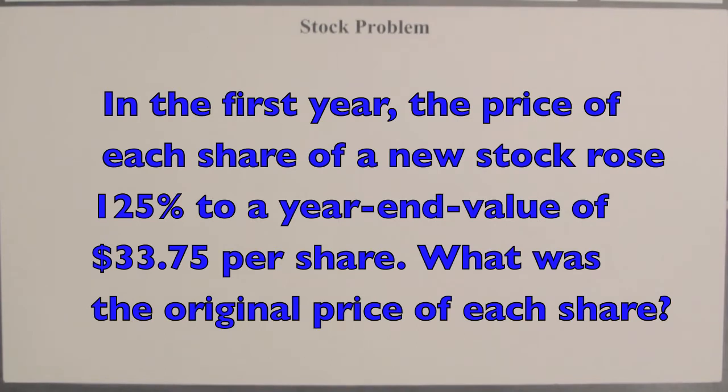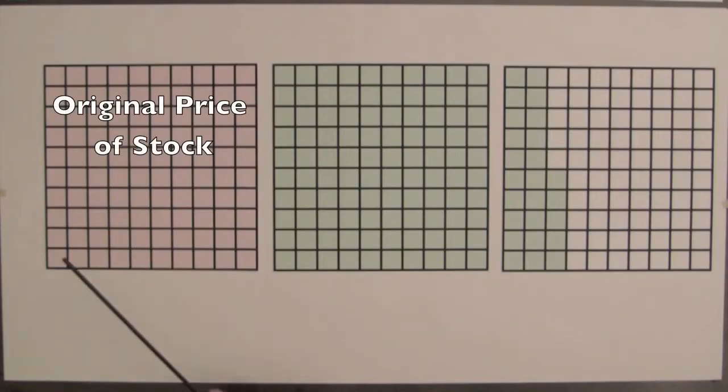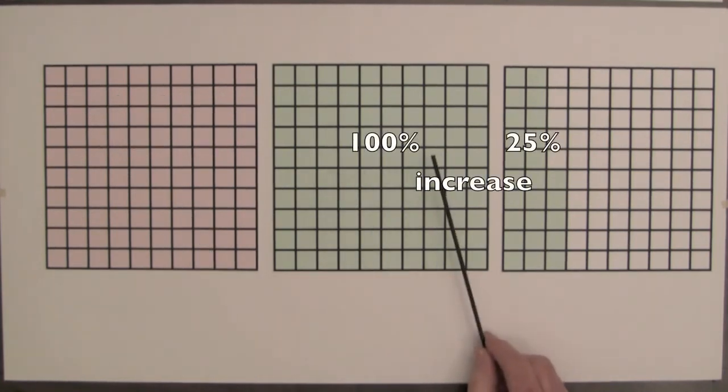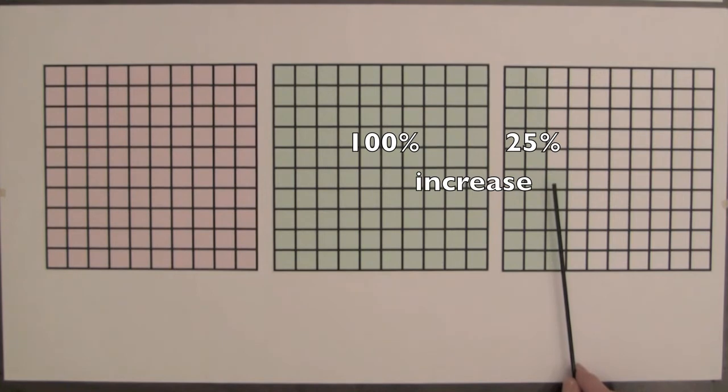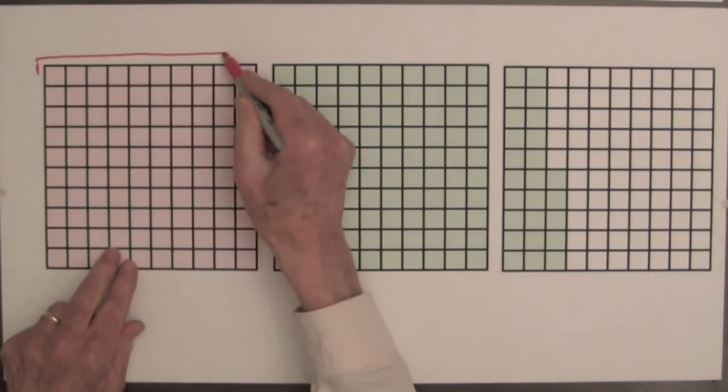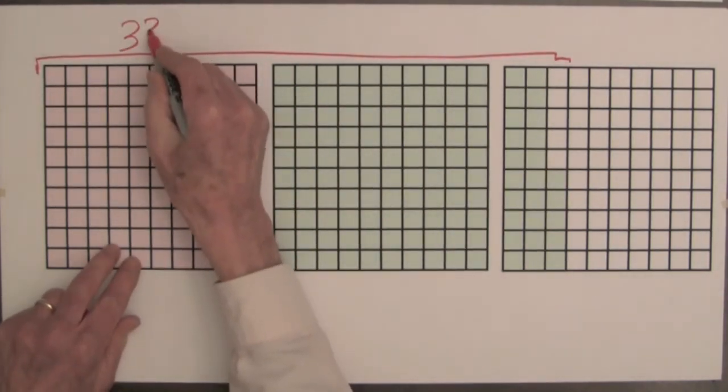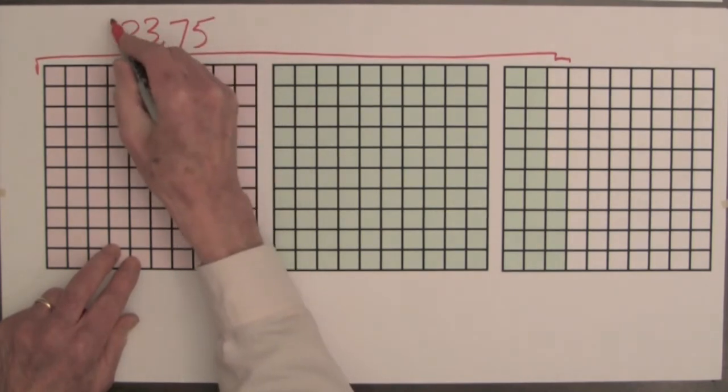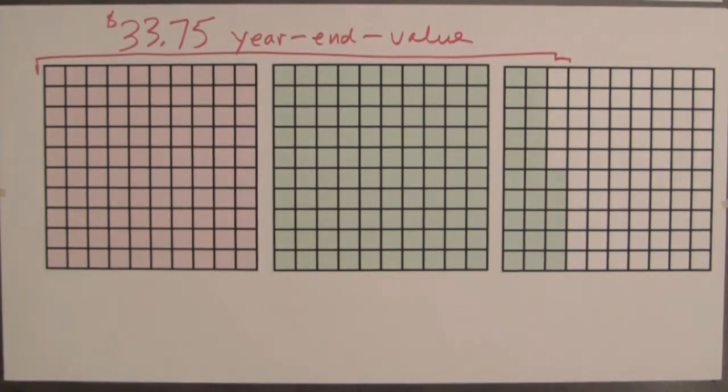In the first year, the price of each share of a new stock rose 125% to a year-end value of $33.75 per share. What was the original price of each share of stock? The unit square represents the original price of the stock, and the 125% increase is represented by these two green squares, and we label the $33.75 year-end value of the stock.